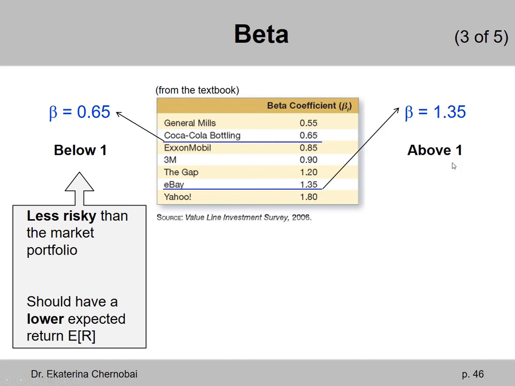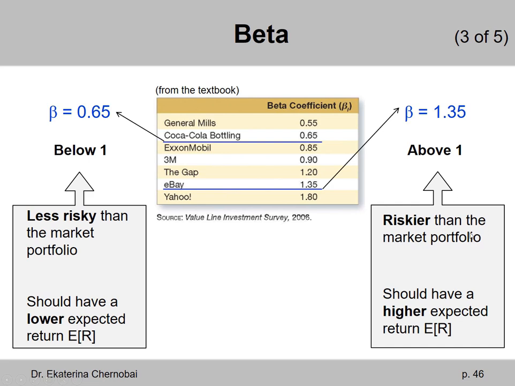That's above 1. So we will say exactly the opposite. It's riskier than the market portfolio, or you can rephrase and say it's riskier than an average company stock. And because of that, it should have a higher expected return. So to summarize, we are saying high risk, high return. And by risk, we mean the systematic risk, or the market risk, or the non-diversifiable risk, which is measured by beta.